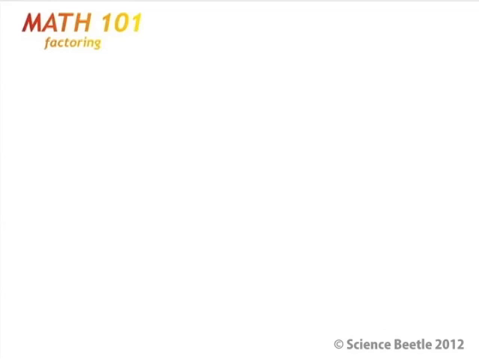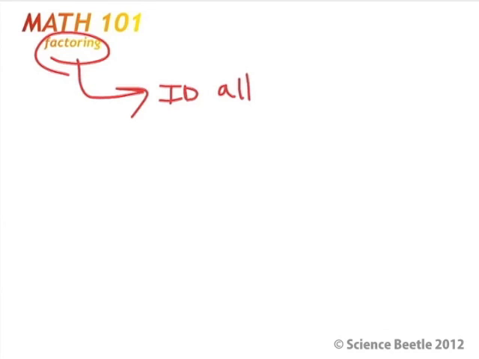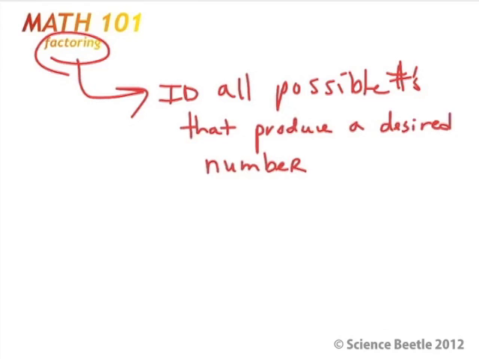Let me just get the definition out in the open so that we're aware of what factoring really is. Whenever we talk about factoring, what we are talking about is when you identify all possible numbers that produce a number that you want. Okay? So let me show you an example of what this really means.